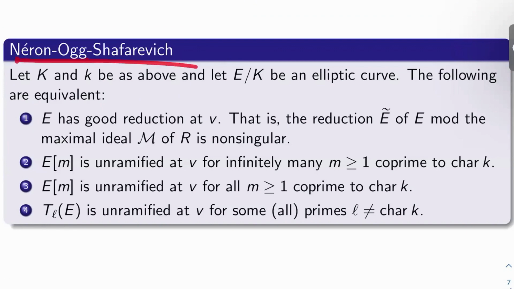So, theorem, Néron-Ogg-Shafarevich. Let big K and little k be as above, and let E over big K be an elliptic curve. The following are equivalent. 1. E has good reduction at the place V. That is, the reduction E tilde of E mod the maximal ideal M of R is non-singular. What model of E am I reducing to produce E tilde? You could take a Néron model, for example. You could also take probably just a local minimal model at V. So take some special model of E, reduce that mod M. That's what I mean by the reduction E tilde of E mod V.